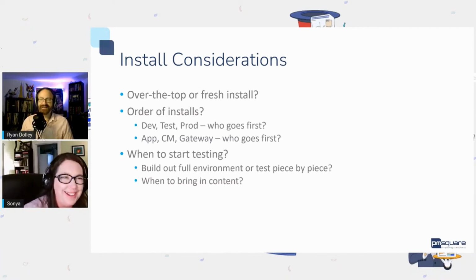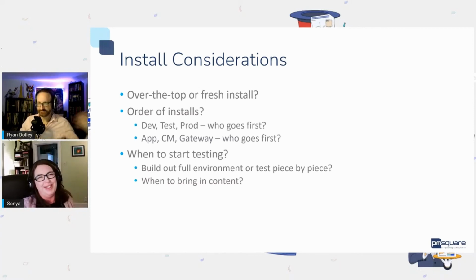Yes, that was great. What about dev, test, prod? Which should I install first? And then, you've got the three components of the Cognos application: app server, content manager, and gateway. What about that? Should I do the app server first, the content manager first? Which components and which environments should go first?